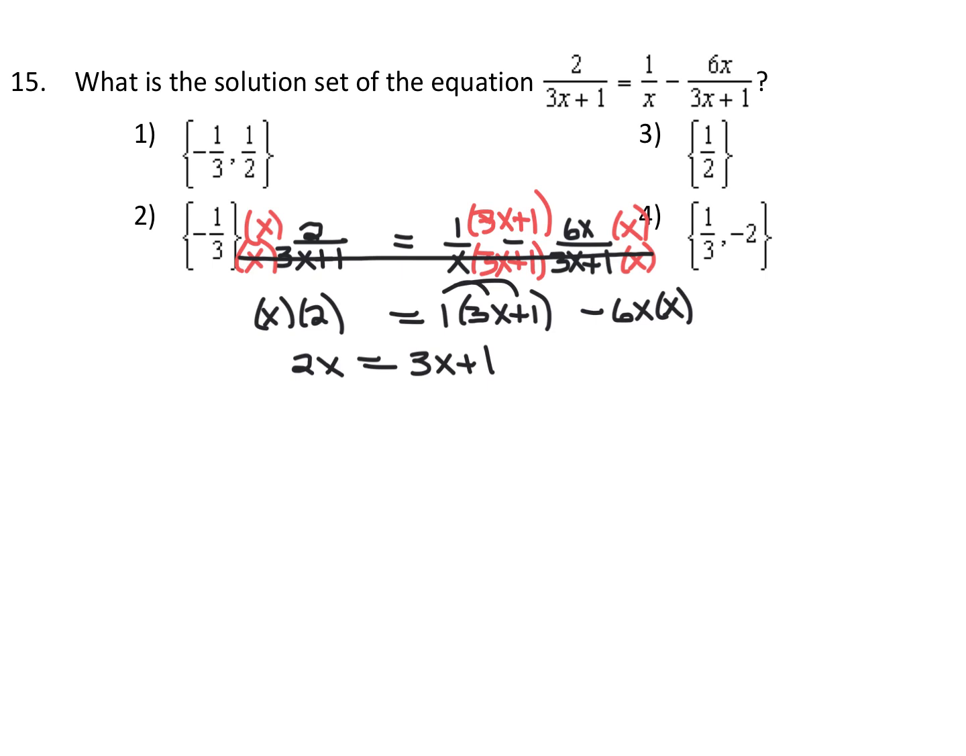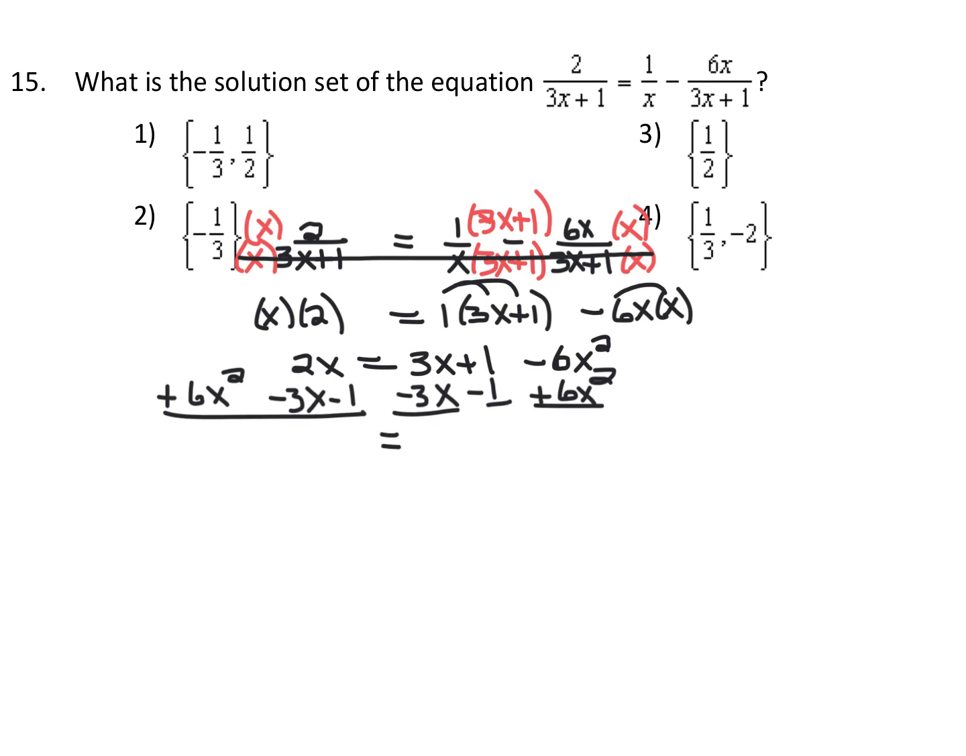And then negative 6x times x would be negative 6x squared. Now, I'm going to move everything to the left-hand side of the equation because my leading coefficient right now is a negative, and I don't like that. So even though it's more to move, I'm going to add 6x squared to both sides. Let's rewrite that one. I guess I'll line it up over here. I'm going to subtract the 3x. And I'm going to subtract the 1.